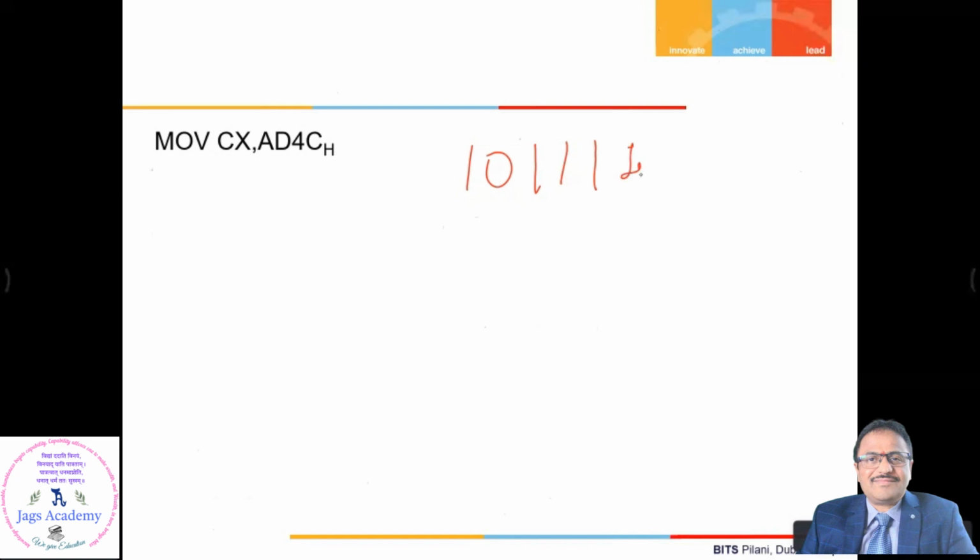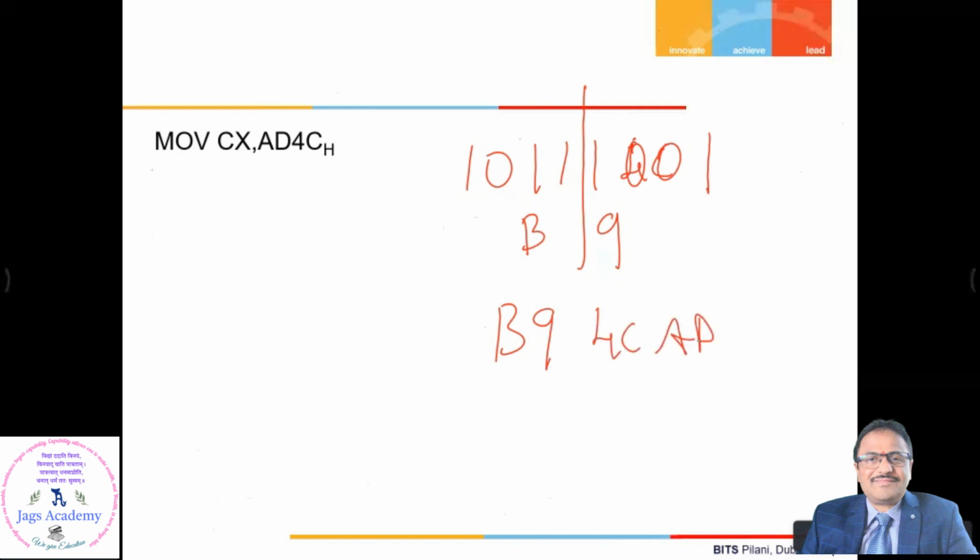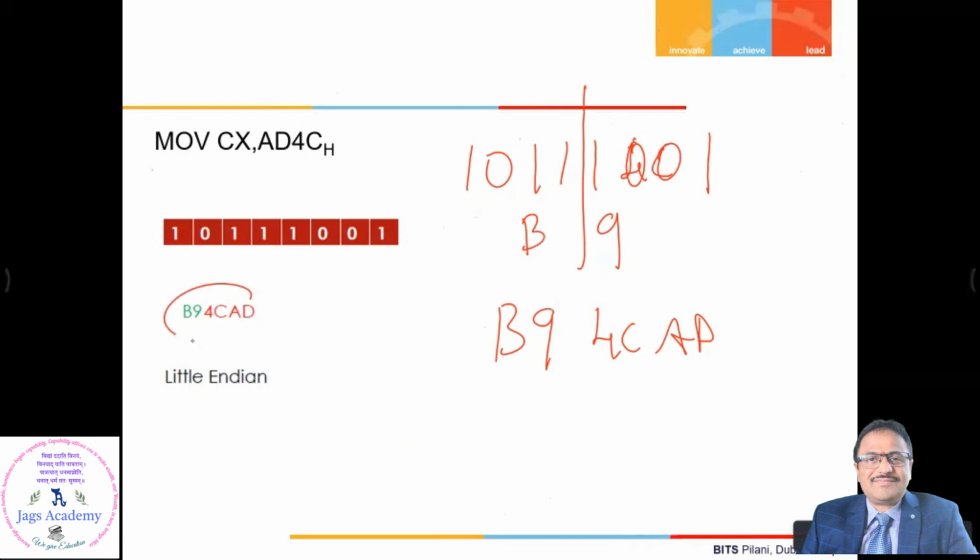It is 4C. Sorry, which is the register? 001. Now, this is B9, right? So, B9, 4C, AD. Fine? B9, 4C, AD. Fine.